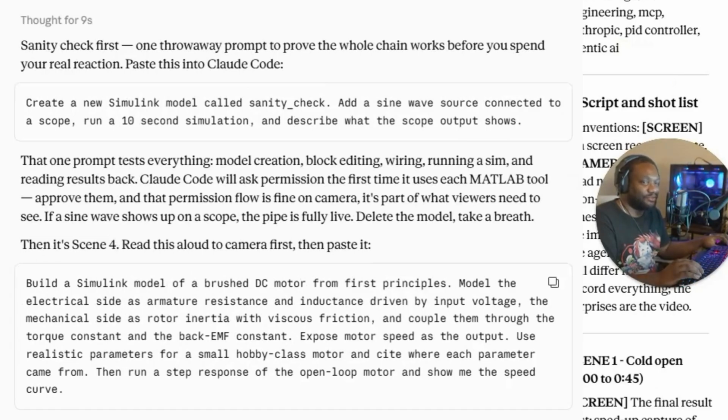I asked Claude to build a Simulink model of a brushed DC motor from first principles, model the electrical side as an armature resistance and inductance driven by input voltage, the mechanical side as a rotor inertia with viscous friction, and couple them through the torque constant and the back EMF constant. Expose motor speed as the output, in radians per second. Use realistic parameters for a small hobby class motor and cite where each parameter came from.